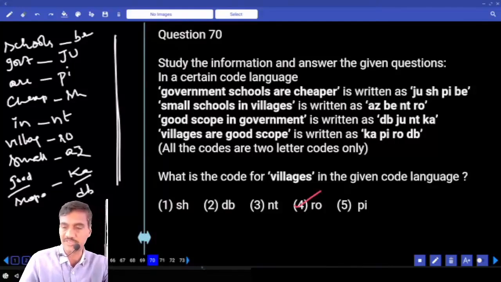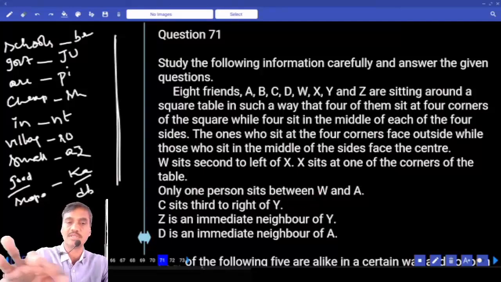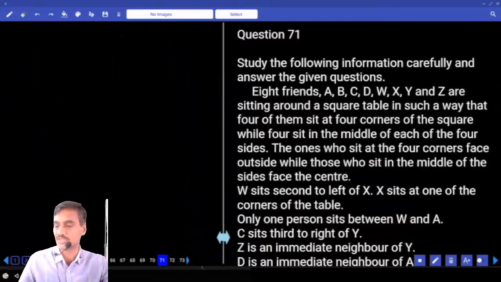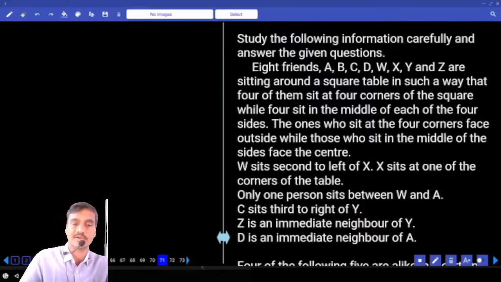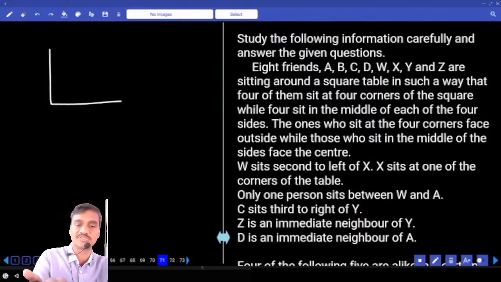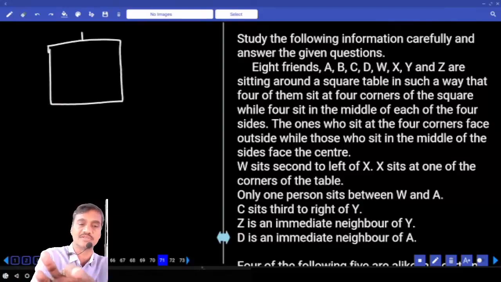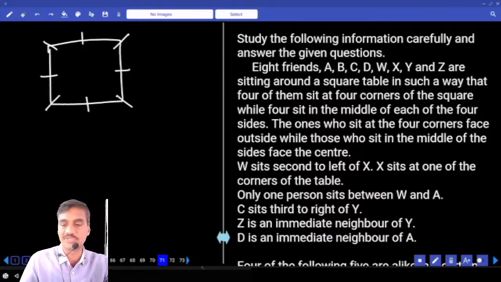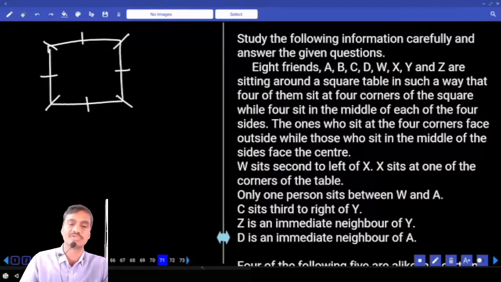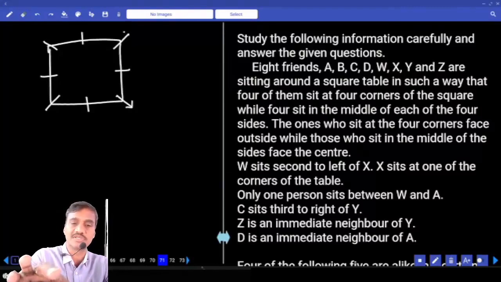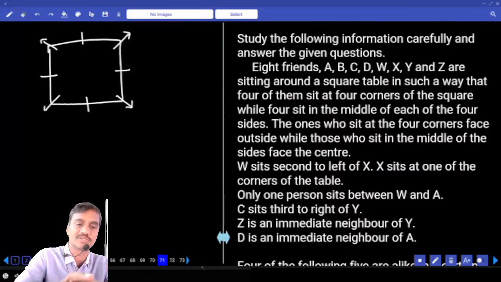Done? Now this is about question numbers 66 to 70. Then coming to 71 onwards. Now 71 to 75 are based on a square table. In the square table, 4 persons are seated at the center and 4 at the corners. There is no other parameter added to this one, hence it must be the first priority. The persons seated at the corners face outside, away from the center, and the persons at the middle of each side face towards the center.